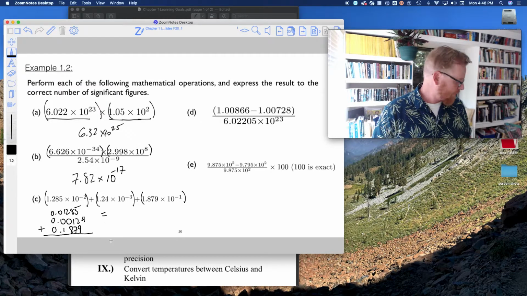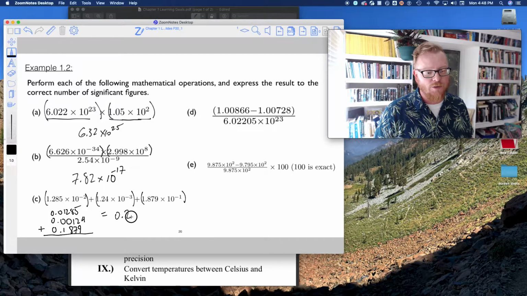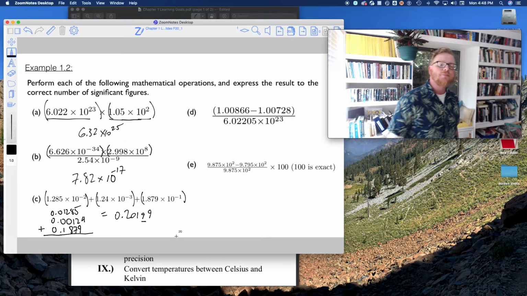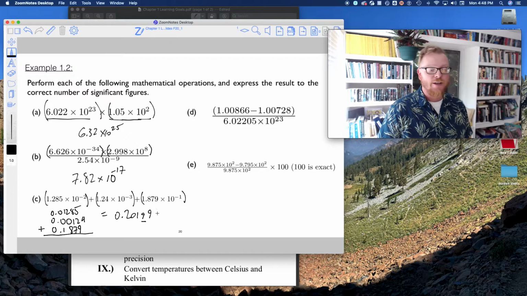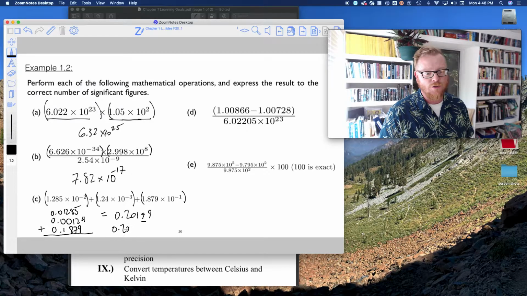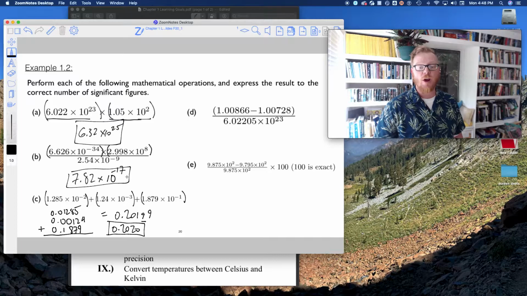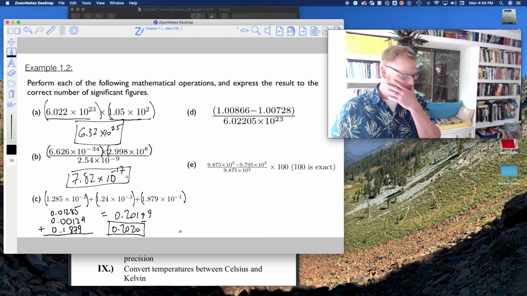Okay, so when I add all of that up, my calculator gives me 0.20199, but I need to have 4 decimal places. 1, 2, 3, 4. There's the 4th decimal place. You can see that 5th decimal place is a 9, so that's going to cause me to round up this whole thing to 0.2020. Okay, let's box off the answers so we know later what the answers were, okay? So doing this addition and subtraction, take your time to line them up if you can't see it right away.